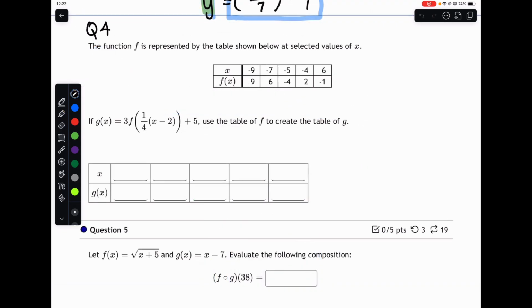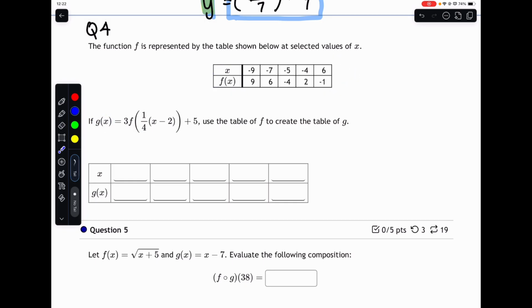This one right here is question number 4. They got cut off from the previous page, and you'll find it in the back page. So the function f is represented by the table shown below at selected values of x. And what we want to do is use this table in order to figure out the input and output values for g, which is a transformation of these numbers there.